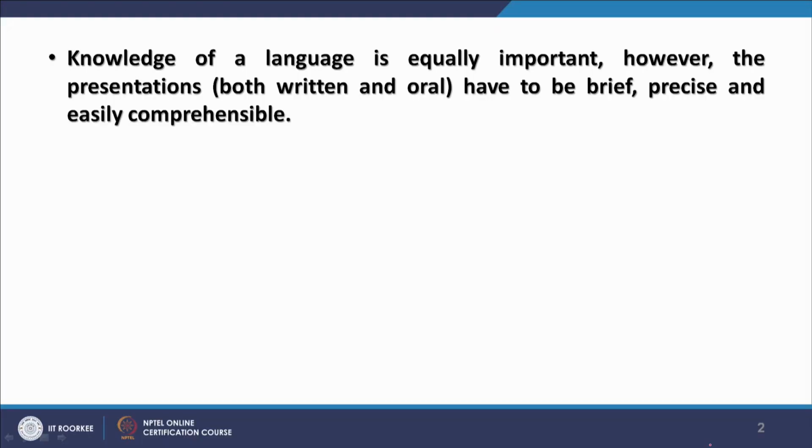The important point I would like to mention at this stage is that I am not going to focus on the language part, that is, not English or any other language. What I am going to discuss here most of the time is how you communicate, and that is communication in both forms, written and oral.